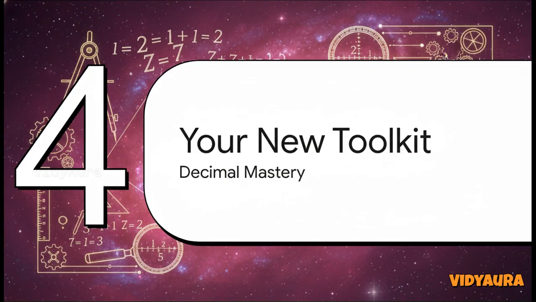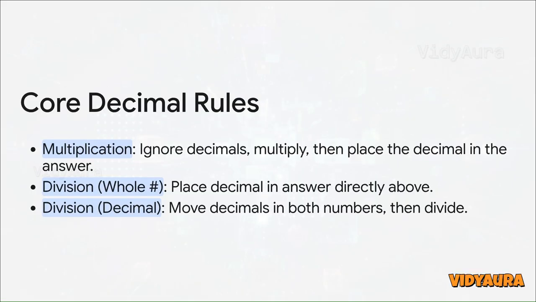So let's take a second and recap the powerful new tools that you've just added to your math toolkit. Here it is, all in one place. For multiplication, remember, multiply first, then count the spots, and place the decimal at the end. For division by a whole number, easy. The decimal just goes straight up. And for division by a decimal, you just slide the decimal in both numbers to create an easier problem for yourself, and then divide. That's really it. These 3 rules are your foundation for mastering decimals.